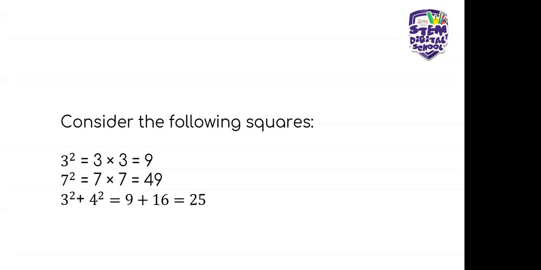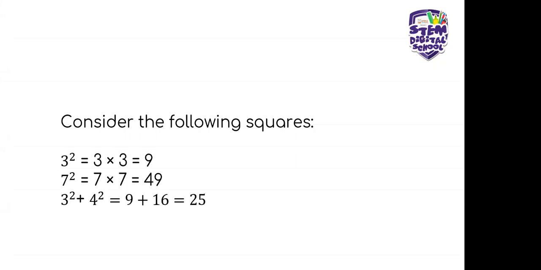Right, and of course, the answer there will be 25. So 25 is the final answer that you get when you add the two. So basically, this is what we mean when we are talking about the different numbers where you are squaring the number as such.